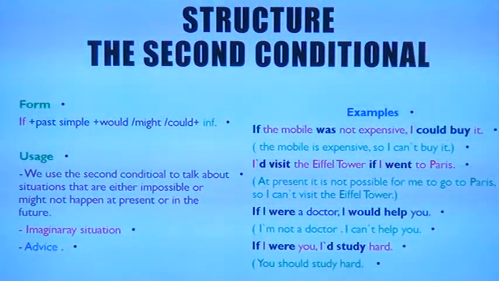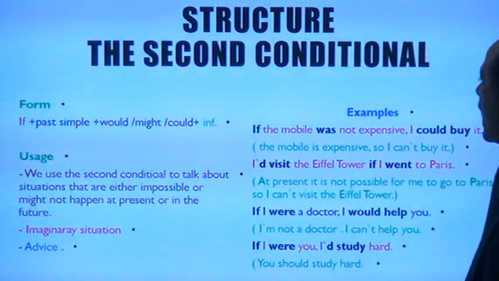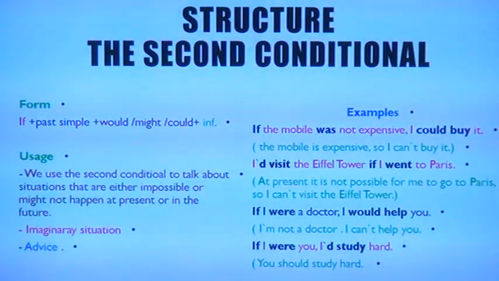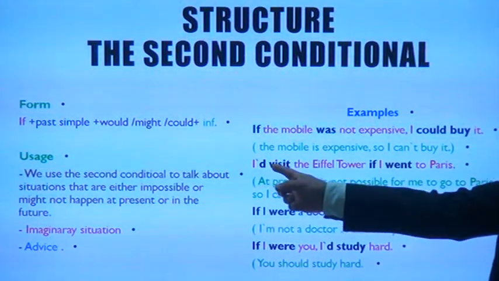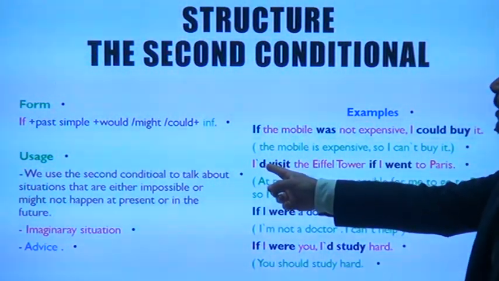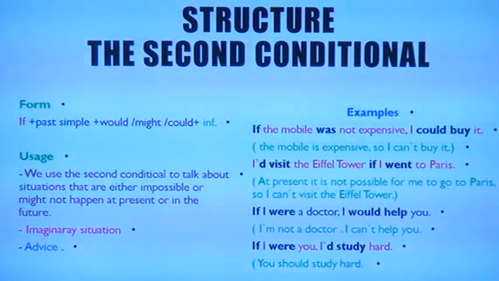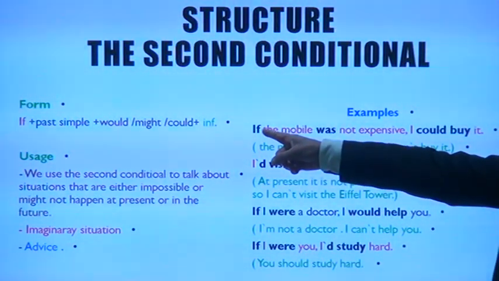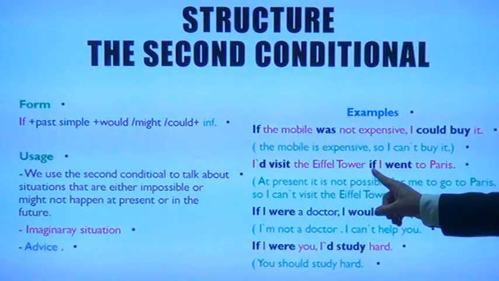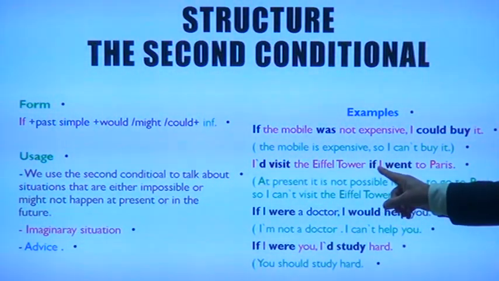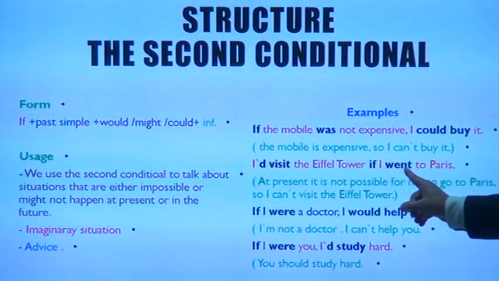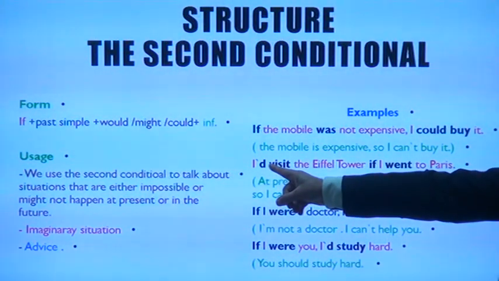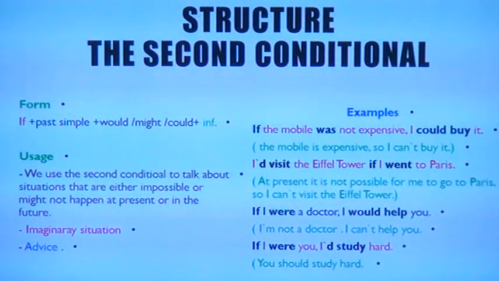Another example: I'd visit the Eiffel Tower if I went to Paris. Apostrophe d is the abbreviation or the short form of would. Here, in the first example, I used if at the beginning of the sentence. Here, I'm using if in the middle of the sentence. If I went is past simple, and would visit.